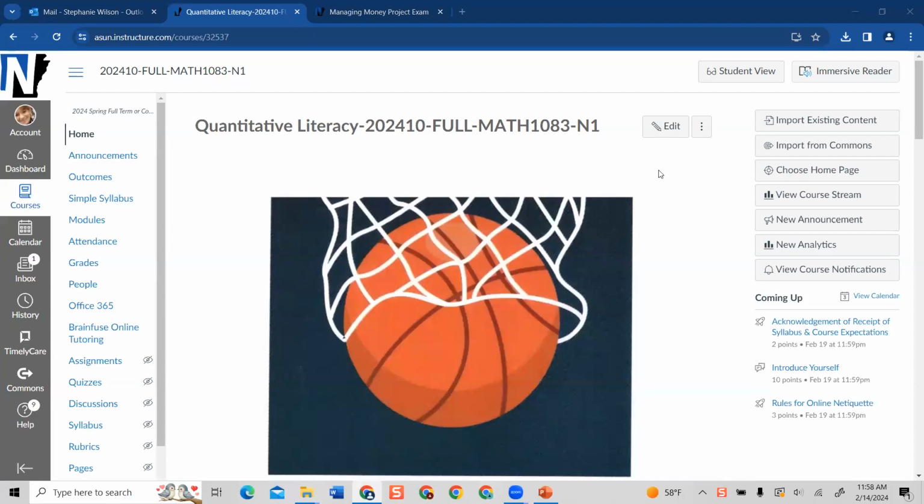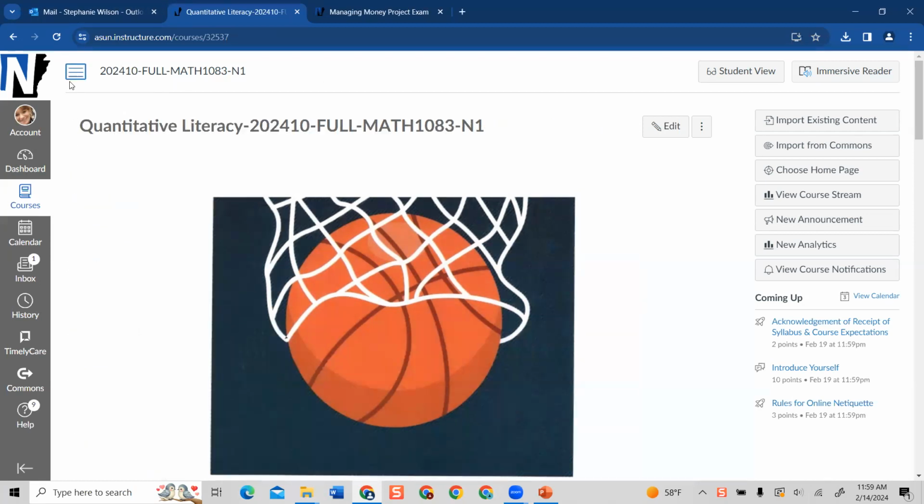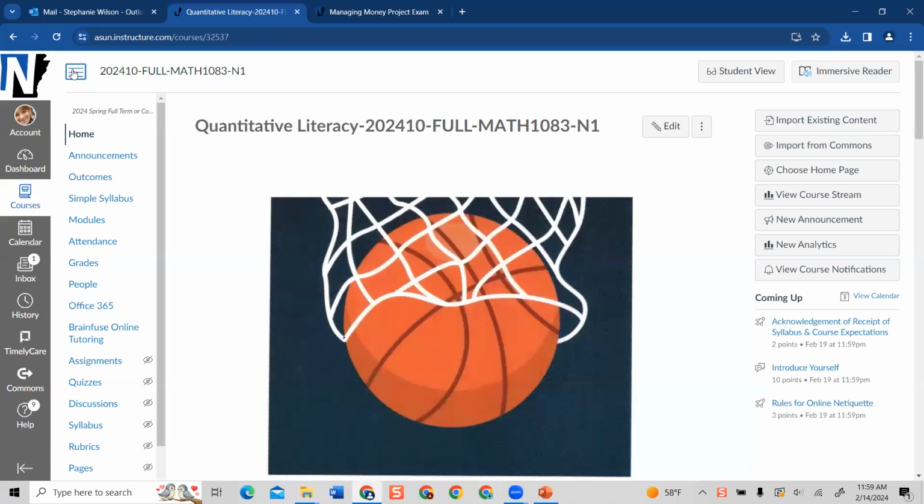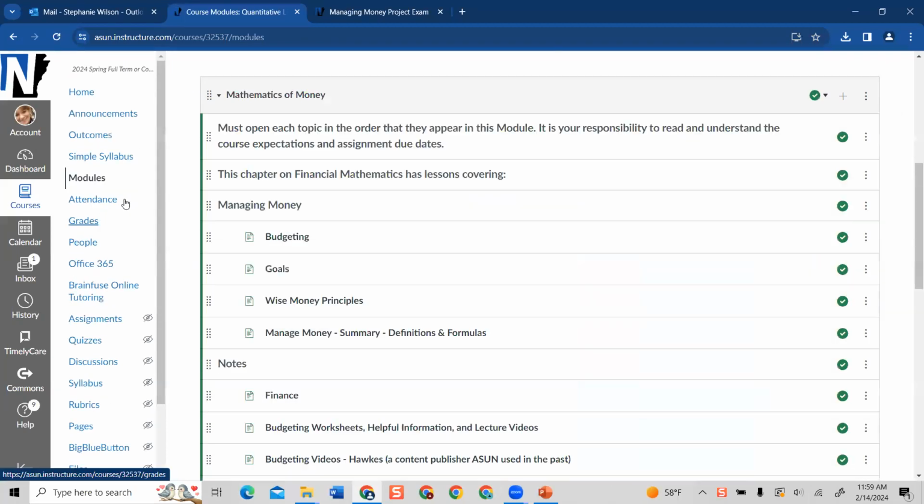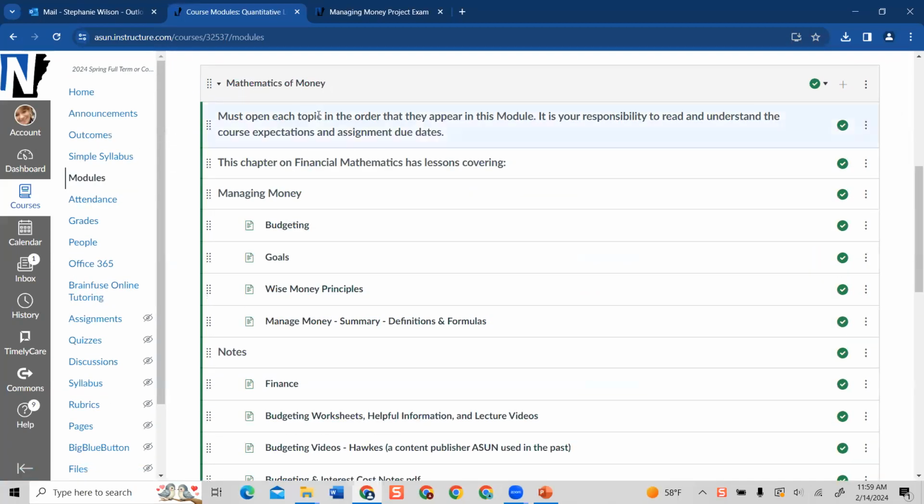Hello, so let's talk about the managing money project exam. When you log into a course and it opens up, you see the home page. If you do not see these links on the left-hand side, just click on these three bars here, okay? And go to the modules page. Once you go to the modules page, go to the modules and mathematics of money.